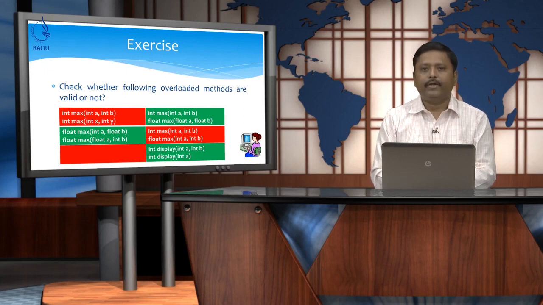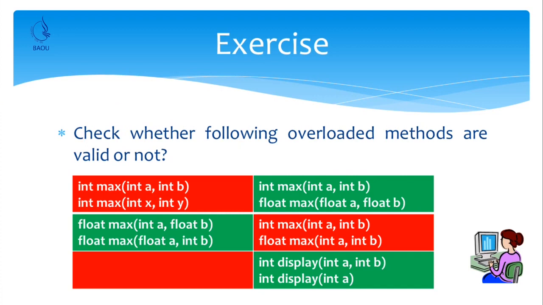The third definition we look at is here we have one parameter of type integer and another parameter of type float, and in the second case we have one float parameter in first position and an integer parameter in second position.